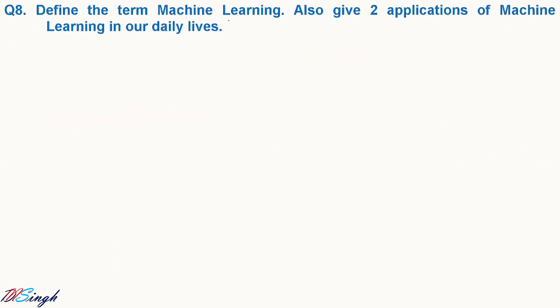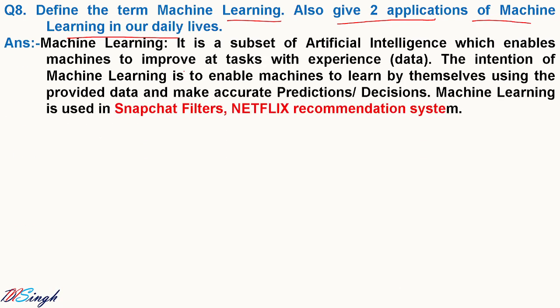Define the term machine learning and also give two applications of machine learning. We have seen the example for machine learning or answer for machine learning previously also. It is a subset of artificial intelligence and it enables machine to improve its task with experience, that is data.